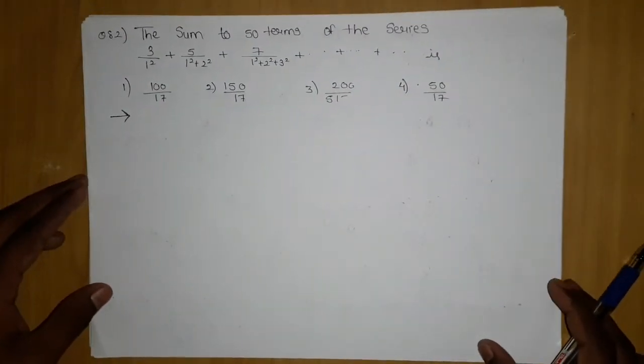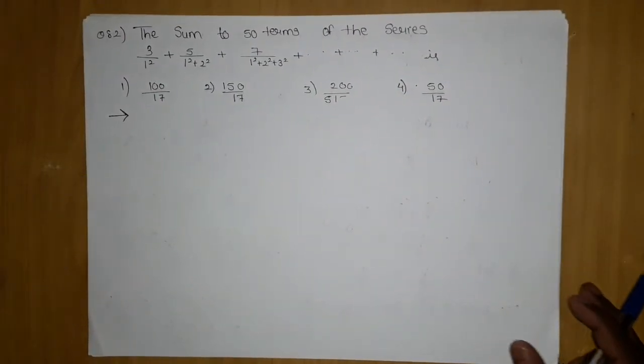The next question is question number 82, which asks for the sum of 50 terms of the series 3 upon 1 square plus 5 upon 1 square plus 2 square plus 7 upon 1 square plus 2 square plus 3 square and so on. The options are 100 by 17, 150 by 17, 200 by 51 and 50 by 17. So how are we going to solve this?